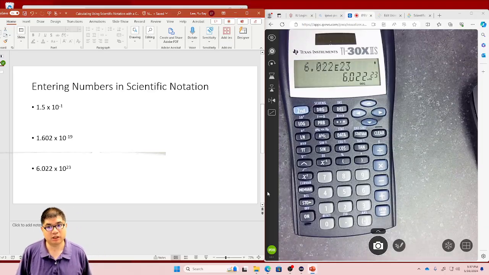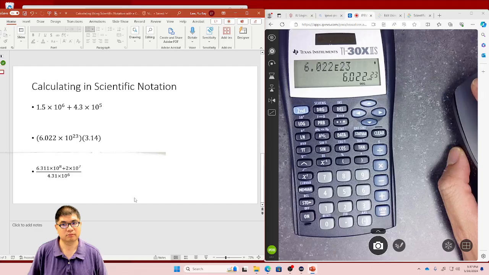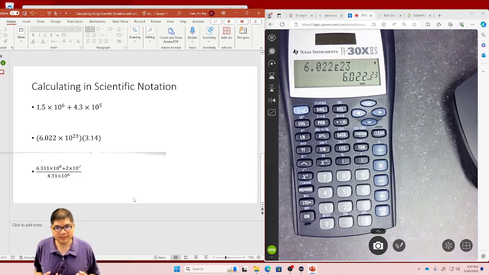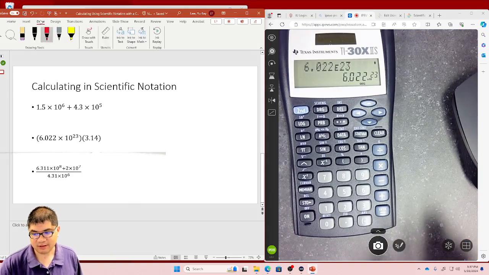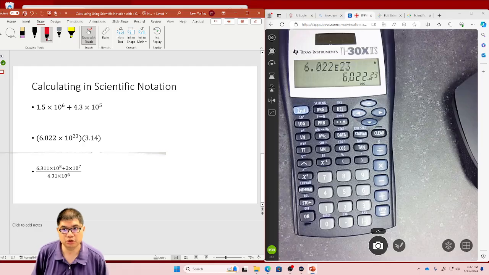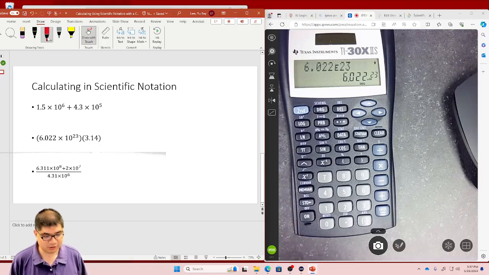And this is the one part where you'll see in a bit that if you do not use scientific notation properly on a calculator, it's quite likely to cause you difficulties with actually doing the calculations. So let's have a look at the first one.